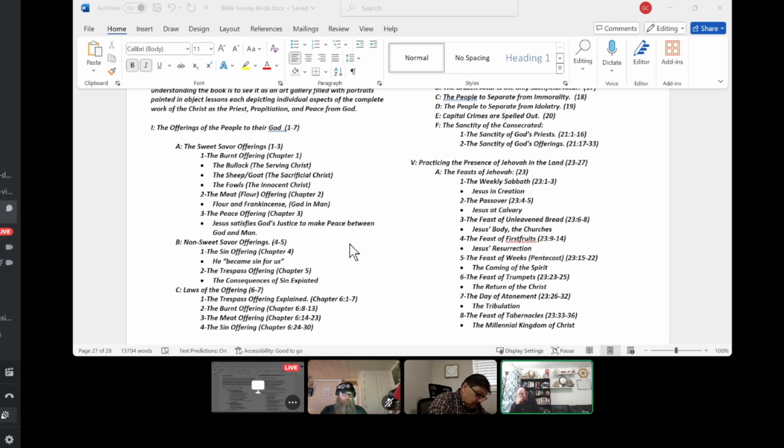And then there's the trespass offering, which is related but not exactly the same. The trespass offering speaks to the consequences of the sin being expiated. So while the sin offering deals with the sin itself, and simply the immorality and wrongness of sin, the trespass offering specifically deals with the consequences of sin and the expiation of those consequences.